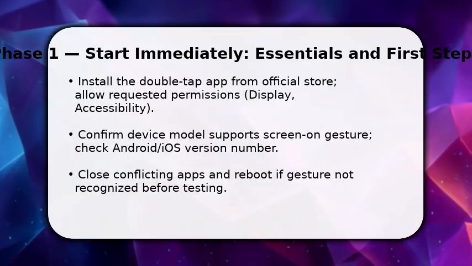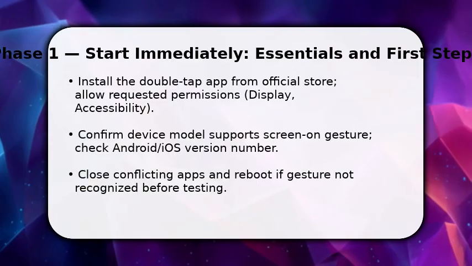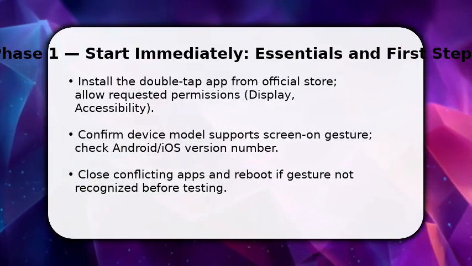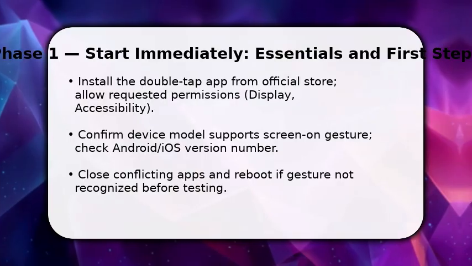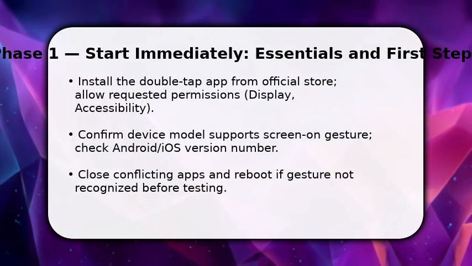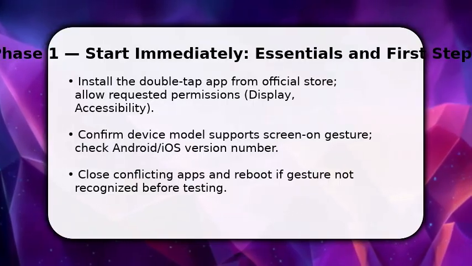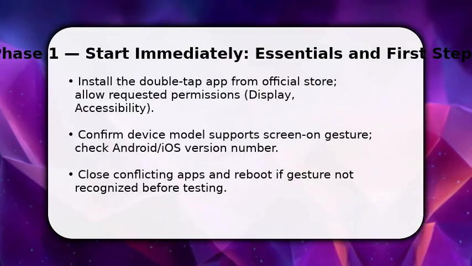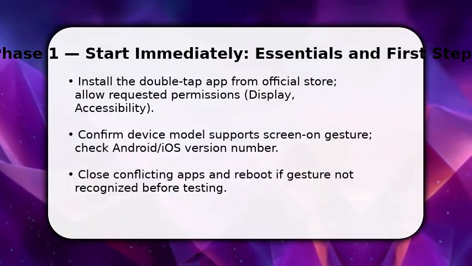You start by installing and granting permissions so the app can control screen and gestures. This is required. Once done, open settings inside the app and enable accessibility or display control. That lets the app detect double taps. Make sure your device software supports overlay gestures. If not, update the OS.